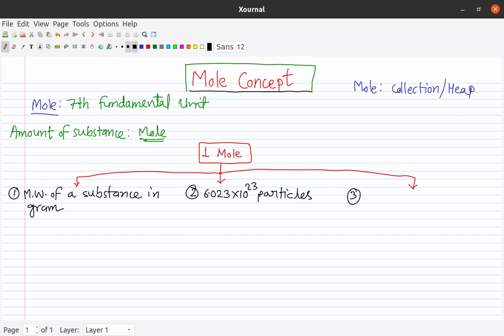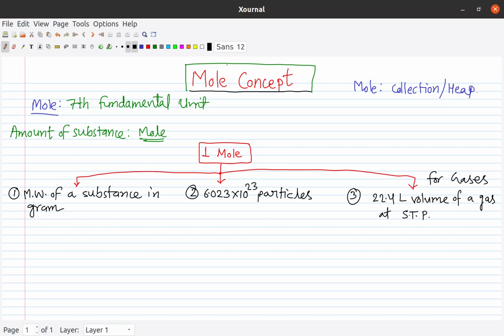And the third concept is applicable only for gases. It says that 22.4 liter volume of a gas at STP is equal to 1 mole of that gas. STP means standard temperature and pressure, a condition where temperature is 0 degree Celsius or 273.15 Kelvin, and pressure is 1 atmospheric pressure or 1.013 into 10 raised to the power 5 pascals. All these three concepts are related and equivalent to each other.